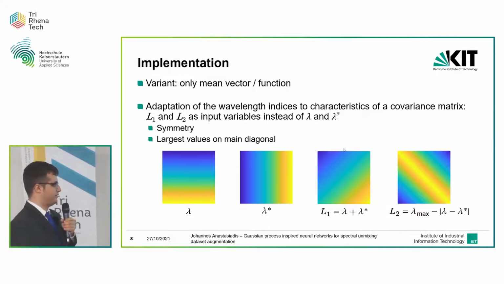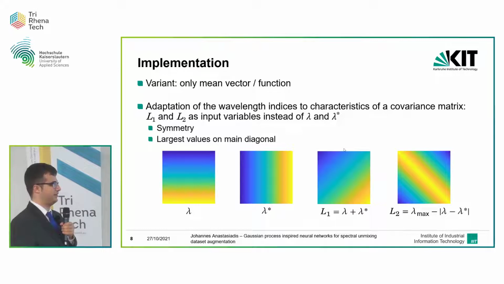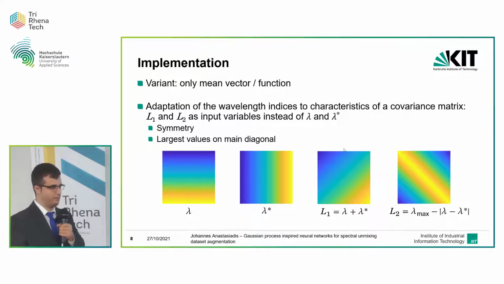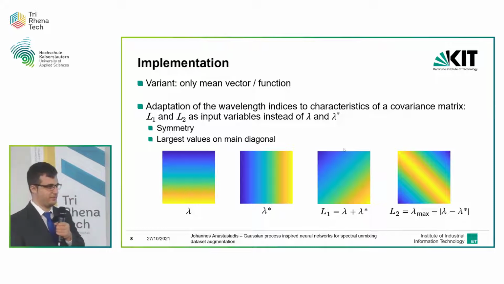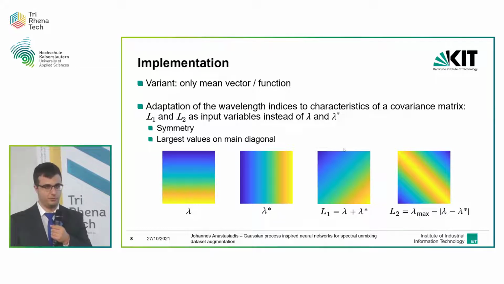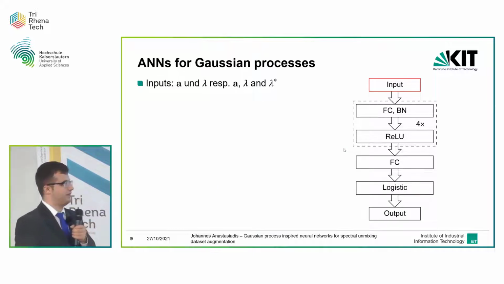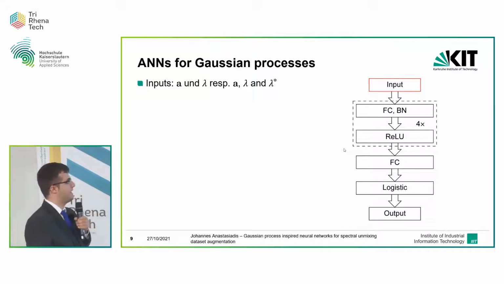Another point for the implementation was how we use those wavelength indices, because the covariance matrices have most of the energy on the main diagonal, and they are symmetric. We use the indices on the right-hand side and not the naive ones on the left-hand side. This way, the neural network can be simpler because it doesn't have to learn so many changes in monotonicity. The network is shown in this slide. It's quite simple. As inputs, we have the abundance vectors and the wavelength.